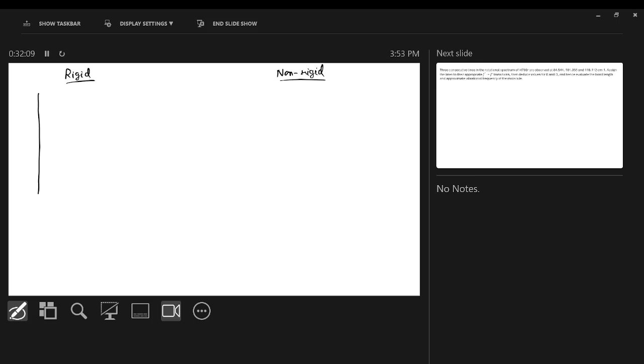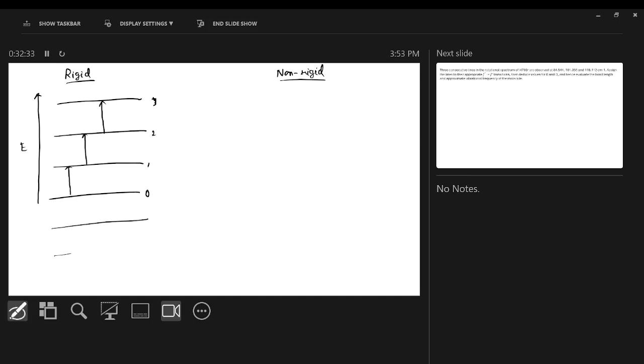So we have some rotational energy levels E. I will draw these as 0, 1, 2, 3. We have transitions from here to here, considering delta J plus minus 1. This is the only allowed transition. So you'll get something like 3 rotational lines: 1, 2, 3. This gap is 2B. These are called rotational lines.